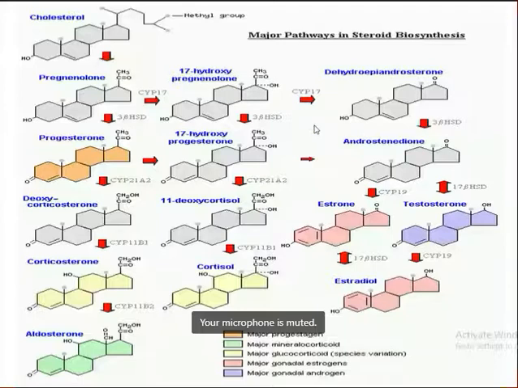You must always be familiar with this diagram. Then this androstenedione is converted into estrone or testosterone. Now this testosterone is converted into estradiol by the aromatase enzyme. So this side of the pathway is very important for us for the reproductive system: dehydroepiandrosterone, androstenedione, estrone, testosterone, and estradiol.